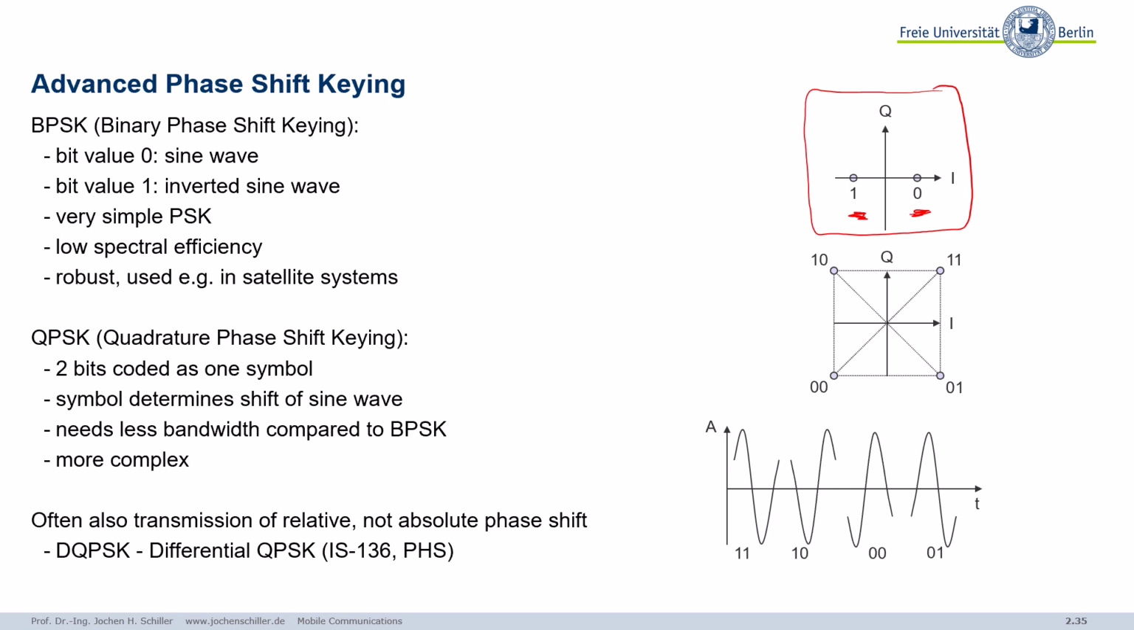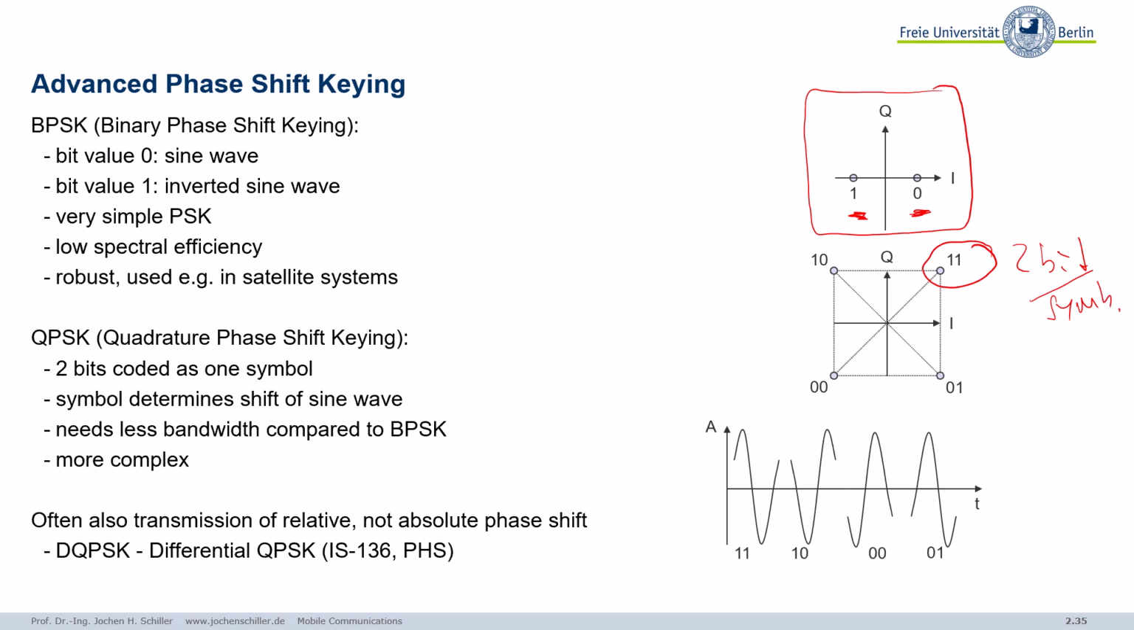But as you see, for each of these symbols you transmit, so a part of the sine wave, we can only transmit a single bit. We could code also more bits into one of the symbols. The next example, called QPSK, we can code 2 bits per symbol. So 2 bits per symbol.